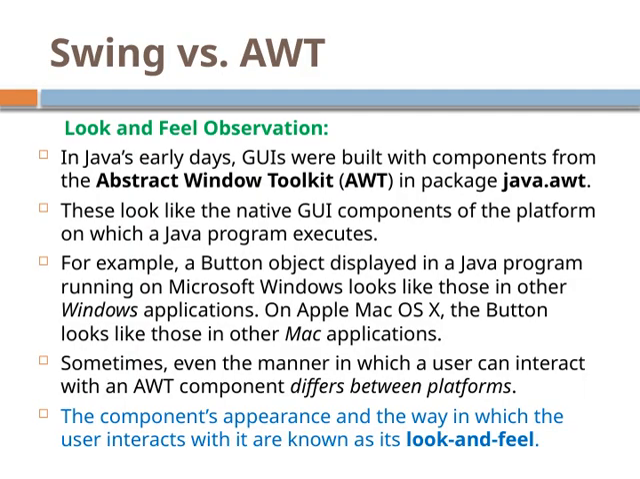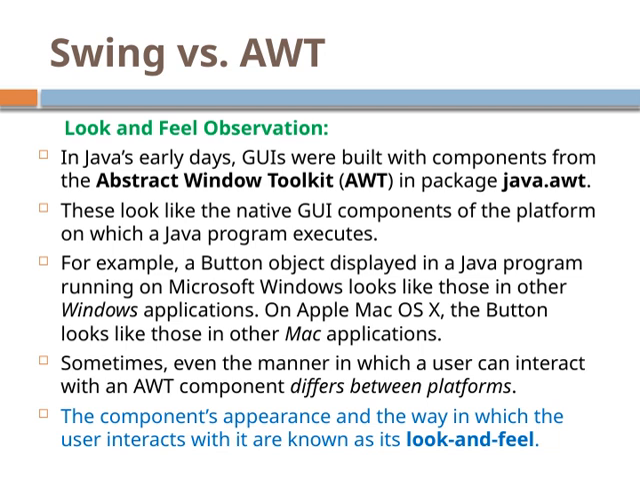Let's talk about Swing versus AWT and what that means for look and feel. Back in Java's early days, GUIs were built using components from the Abstract Window Toolkit, or AWT, which is found in the java.awt package. Now, what's interesting about AWT is that its components actually look like the native GUI elements of the operating system where your Java program is running.